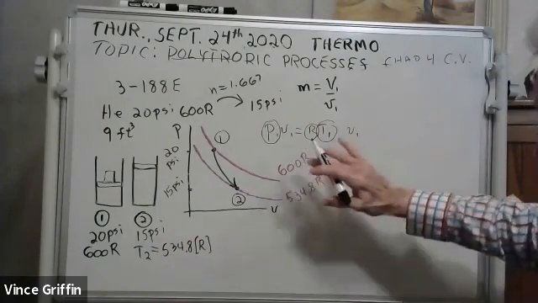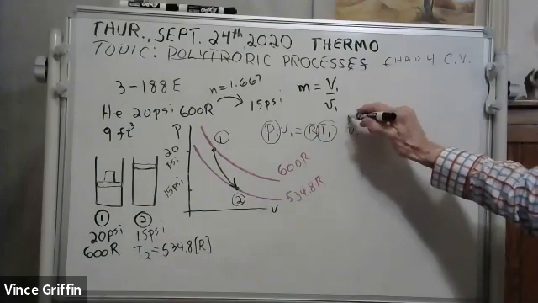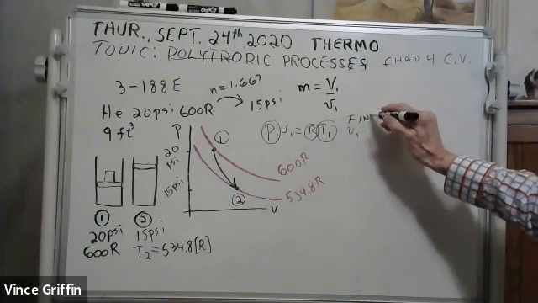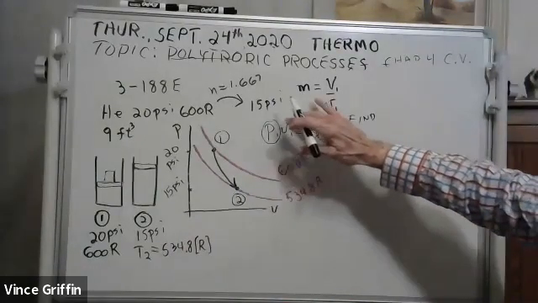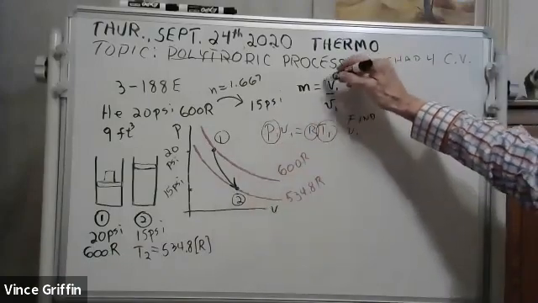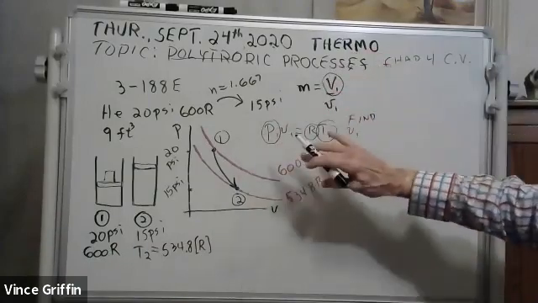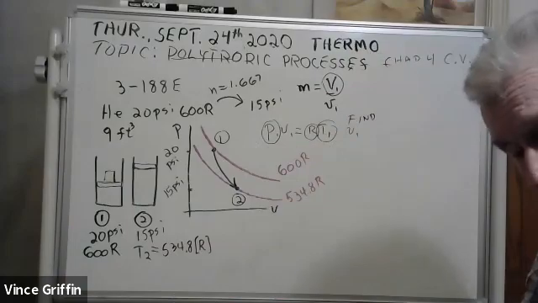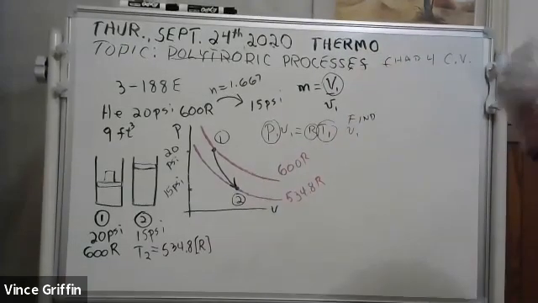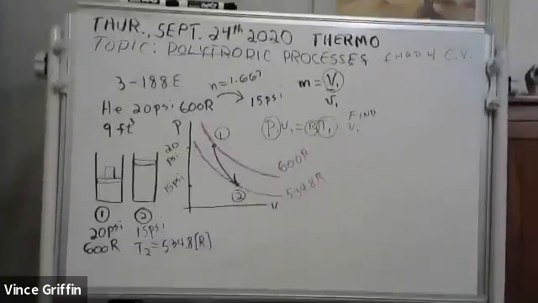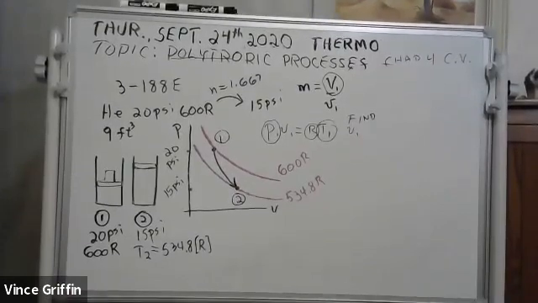Go for it. I want you to find V1. See, we need that to get the mass. We know the volume, but we need this little v1. Okay, get started. See if you can find that. On your mark, get set, go.